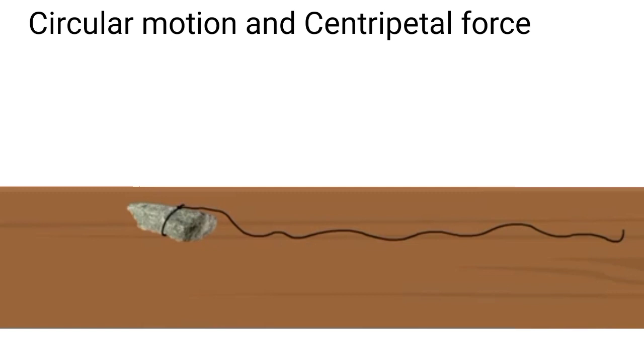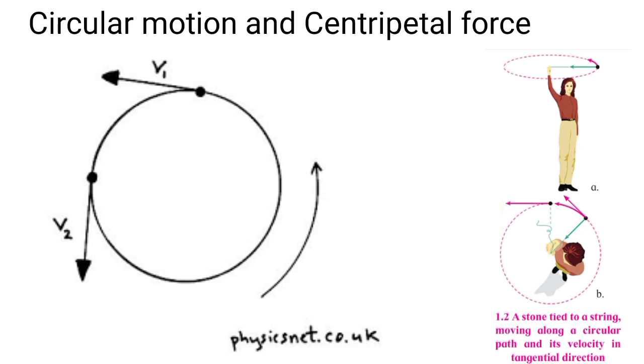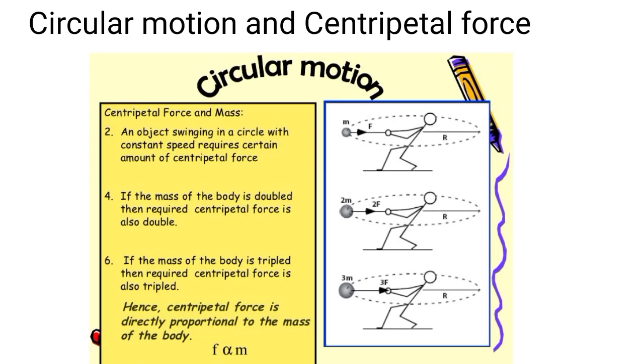Circular motion and centripetal force. Tie a stone to one end of a string. Take the other end in your hand and rotate the string so that the stone moves along a circle as shown in figure 1.2a. Are you applying any force on the stone? In which direction is this force acting? How will you stop this force from acting? What will be the effect on the stone?